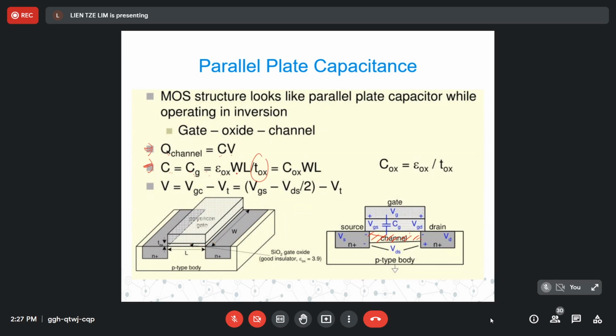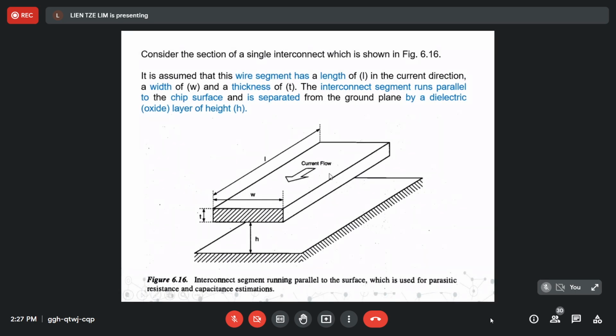This formula can be redefined to get this, and it will be COX times W times L. This COX is defined by this one. So this is the formula for how to get the parallel plate capacitance. Next there is some theory to explain, but before that, there is figure 6.16.